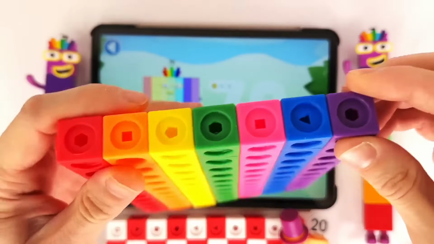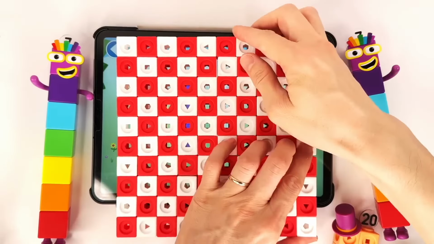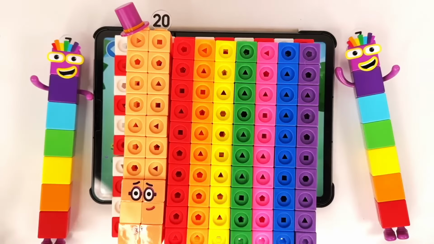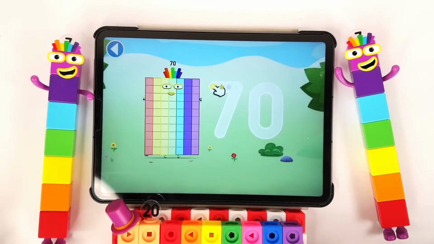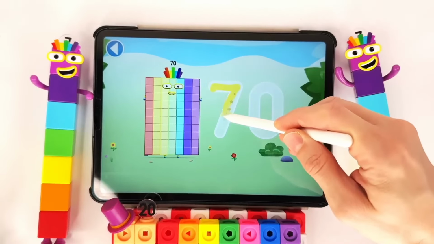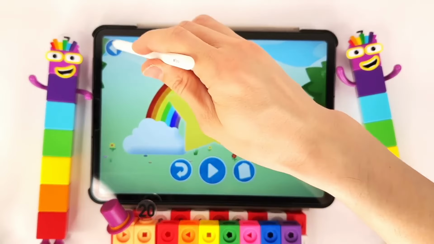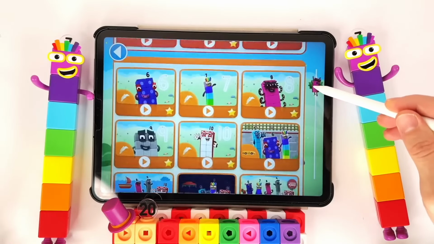We count big number 100. 100 plus 20 plus 70 equals 190 number blocks. Try to keep your finger on the screen. Let's play! And now we count the next big number block.